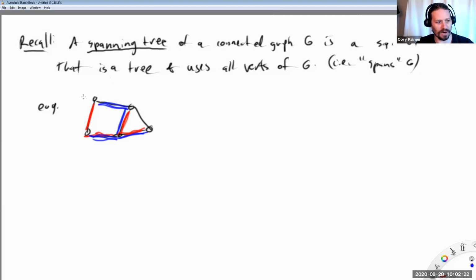There are other spanning subgraphs. If you include the 4 cycle or the 3 cycle here in a spanning subgraph, it won't be a tree, right? And if you have a spanning subgraph that's not connected, it won't be a tree, but these are ones here, okay?